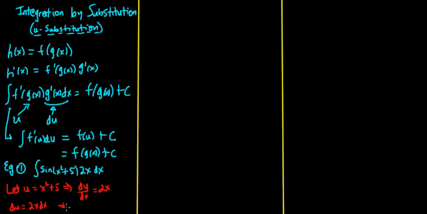At this point, I always like to solve for dx. So if you solve for dx, that gives you du. Let me write this up there. So what did we get? We get du equals 2x dx. So if you solve for dx, then this gives you du over 2x. So I have u equals x squared plus 5, and dx is du over 2x.